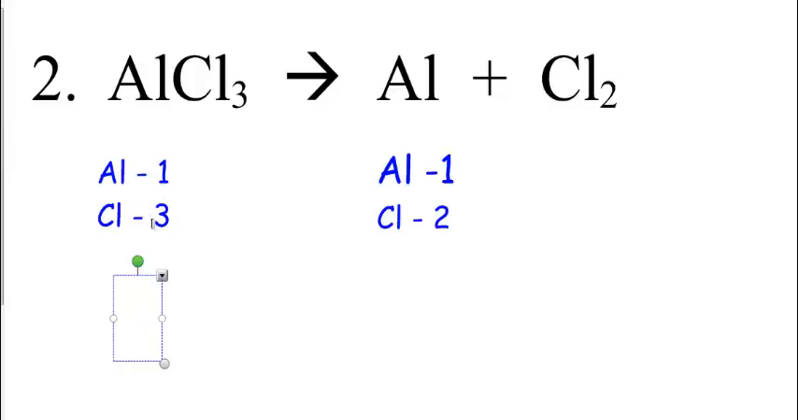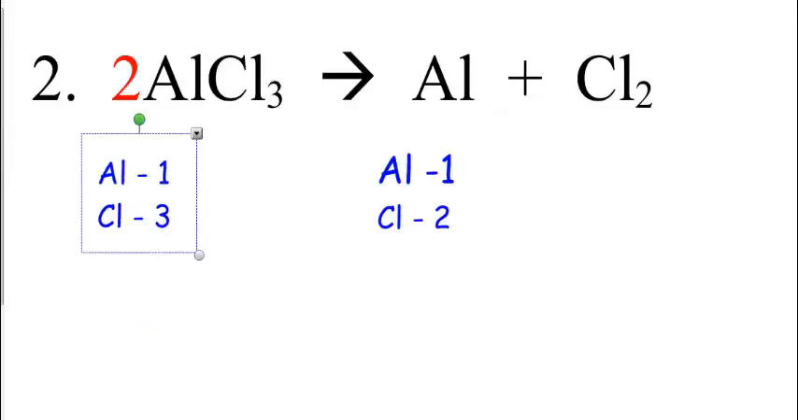I'm going to start on this side. To get 6, I have to multiply 3 by 2. So where am I going to put that 2? In front of the aluminum chloride, because aluminum chloride is a compound. That means now that I've changed chlorine to 6, but I've also changed aluminum to 2.